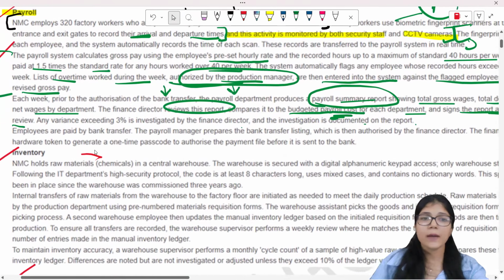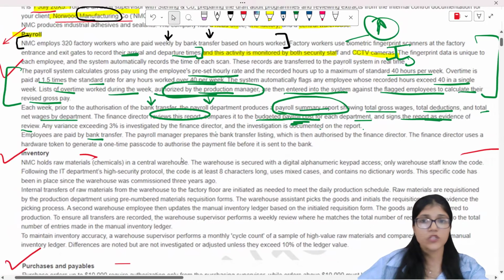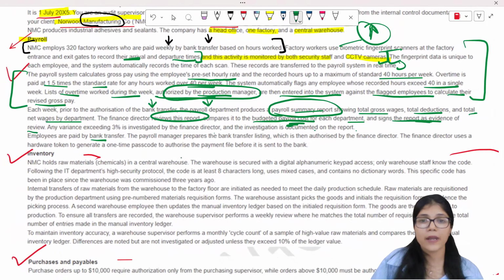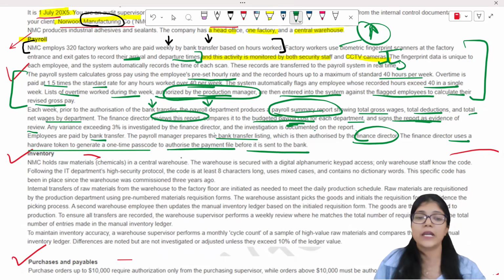Last line. Employees are paid by bank transfer. We already know this. The payroll manager prepares the bank transfer listing, which is then authorized. Okay, so the manager is preparing the bank transfer listing, to whom all we have to pay via bank, which is then authorized by the finance director. So the finance director is actually approving and reviewing the same thing. The finance director uses a hardware token to generate a one-time password to authorize the payment file before it is sent to the bank, which is again a very good thing, because this ensures that your payments to your employees are only made after your director is authorizing the same, right?